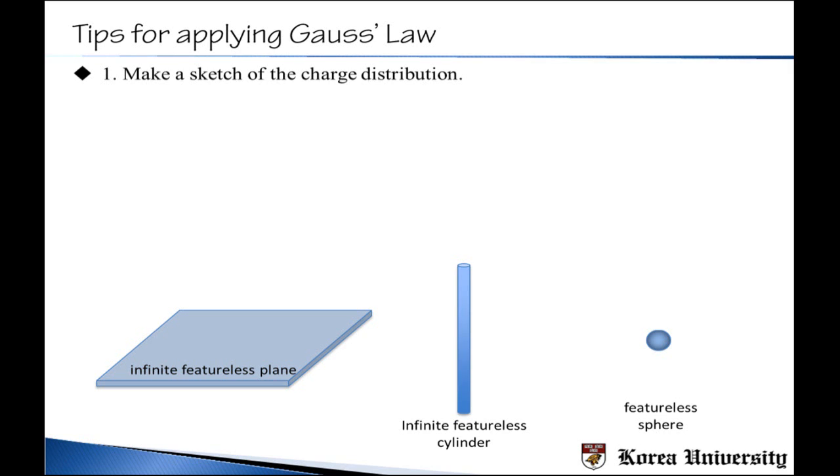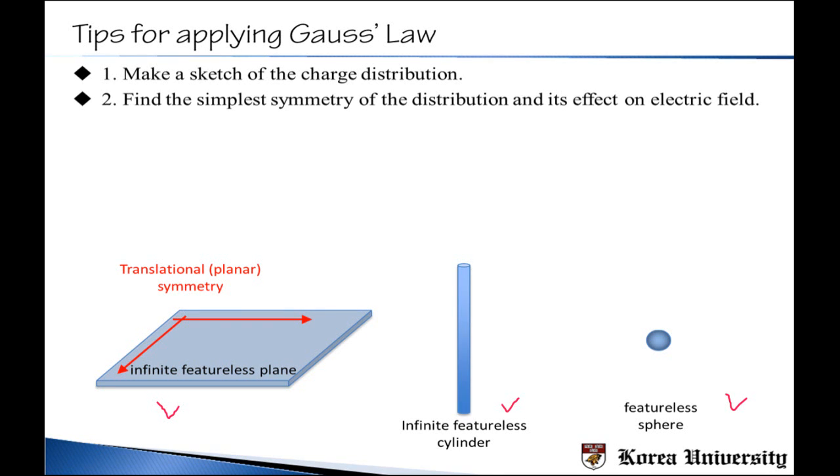Some examples are shown at the bottom. Some of the charge distributions may be an infinite featureless plane, which is a two-dimensional case, and sometimes it may be like a cylinder or wire, which is a one-dimensional case, and sometimes it may be a point or some sphere, which we typically say has a spherical symmetry. Okay, and then try to find the simplest symmetry of the distribution and its effect on the electric field.